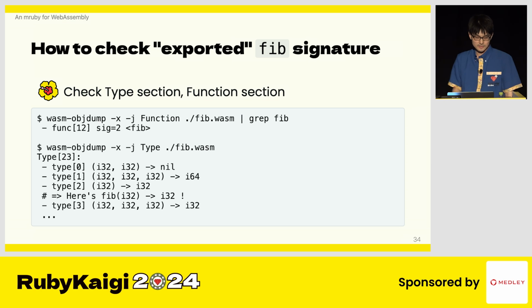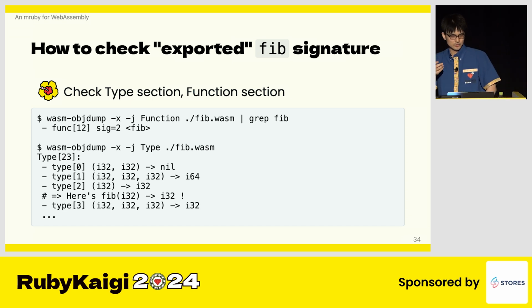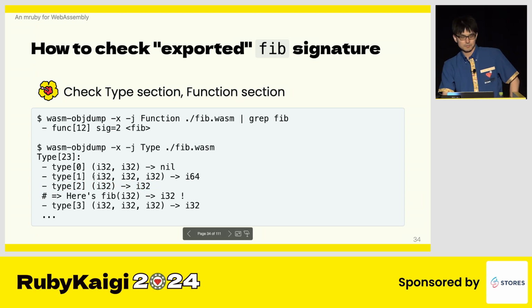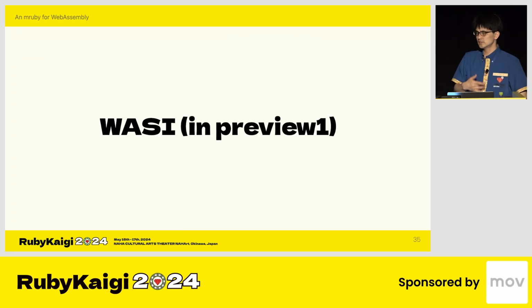Also, you can check the exported function signature using WASM object dump. You can check the function section and type section. When we combine both pieces of information, we can check if the function has an I32 to I32 signature. Yes. This is the import and export spec.